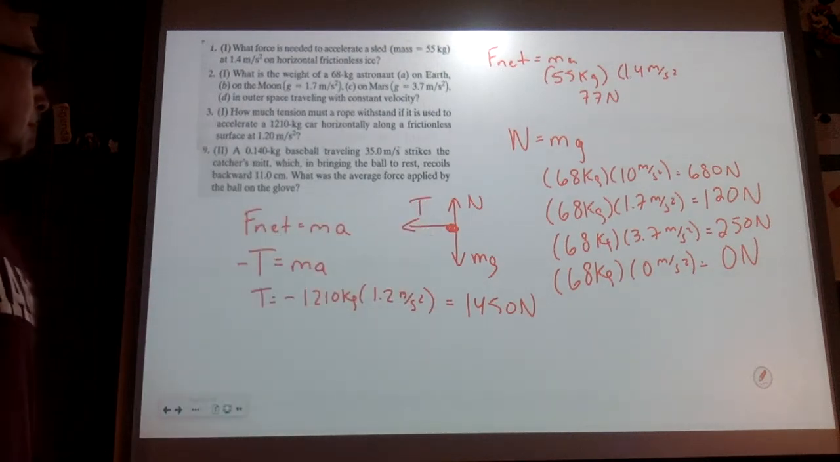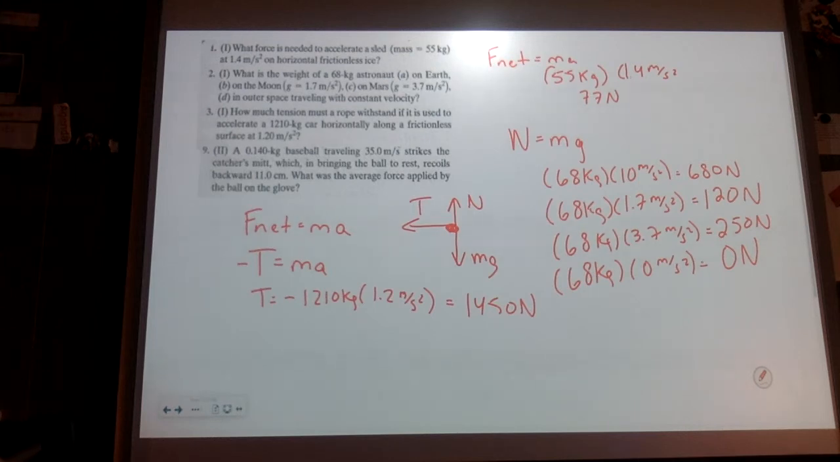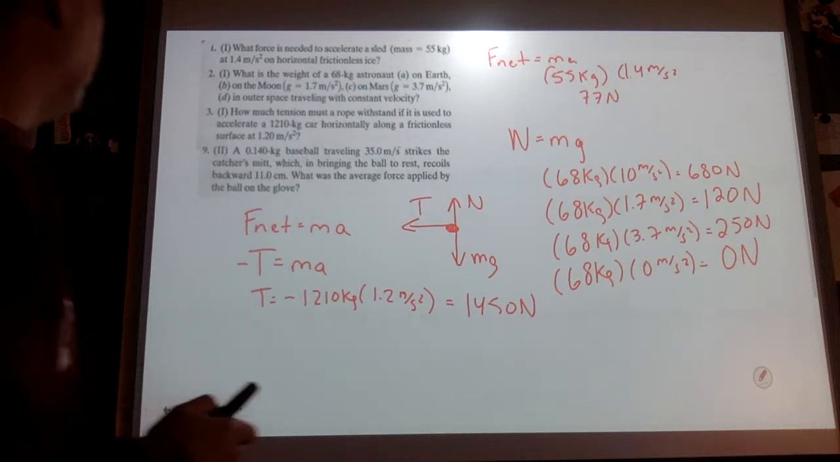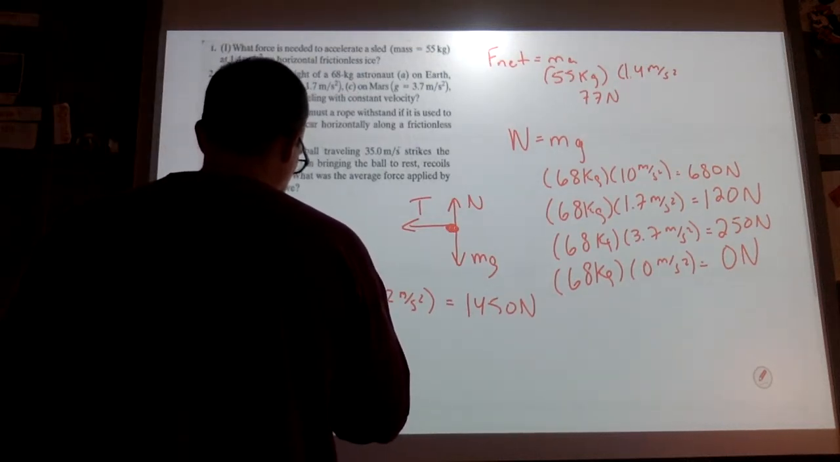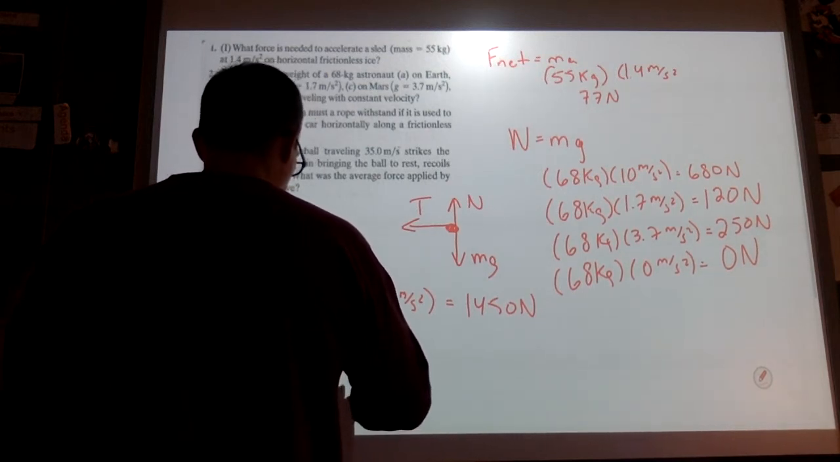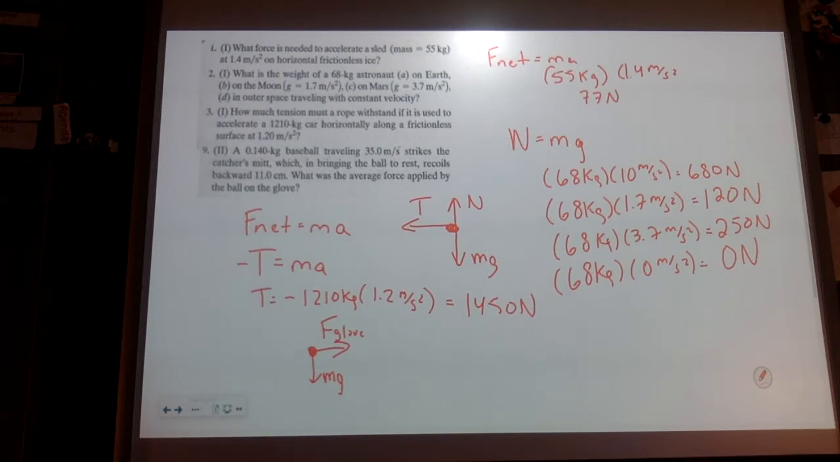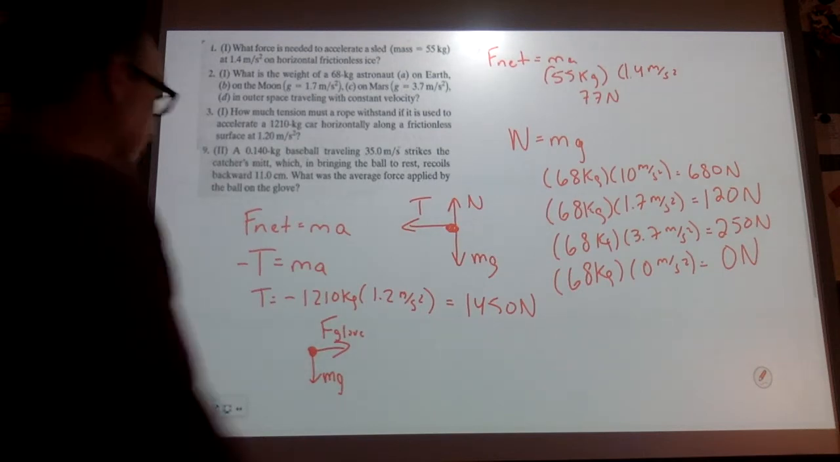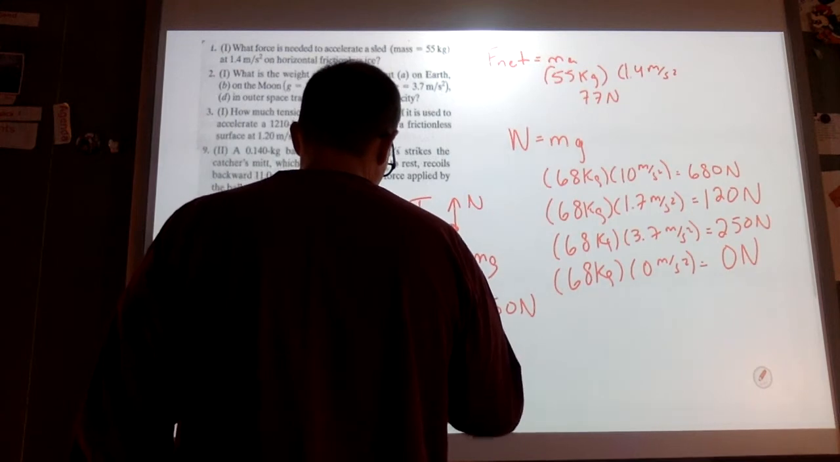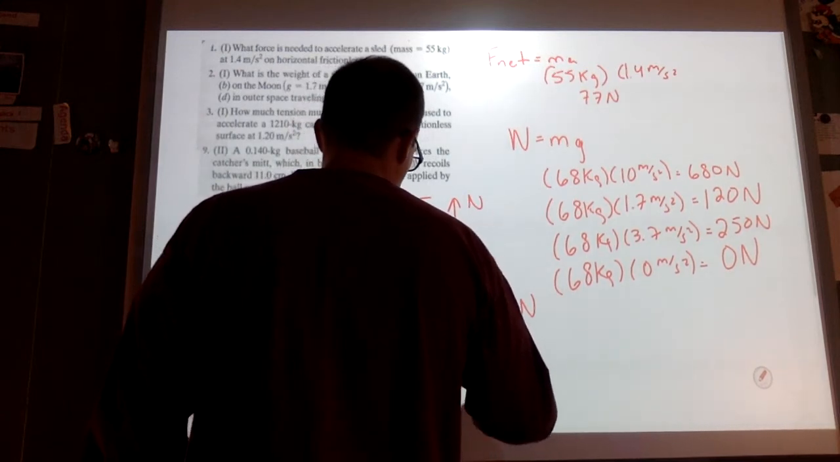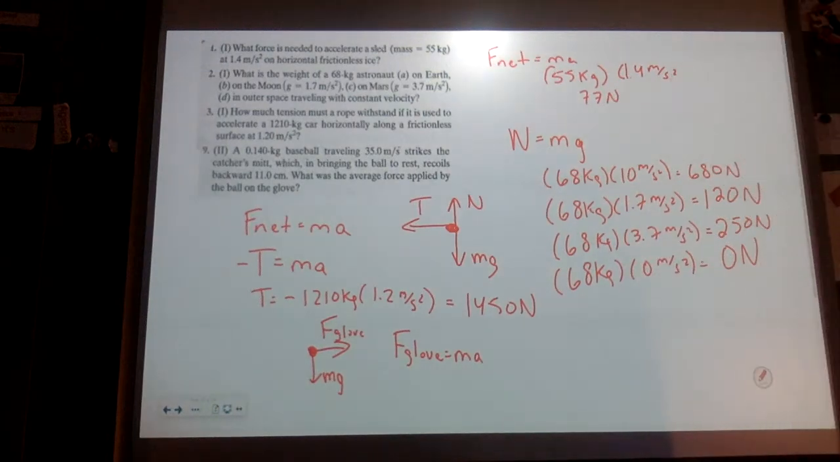Number 9, a 0.14 kilogram baseball traveling at 35 meters per second strikes the catcher's mitt, which in bringing the ball to rest recoils backwards 11 centimeters. What was the average force applied by the ball on the glove? So I have F glove, and we have the weight of the ball going down. So in the x direction, F glove equals ma. Well, I don't know what a is.